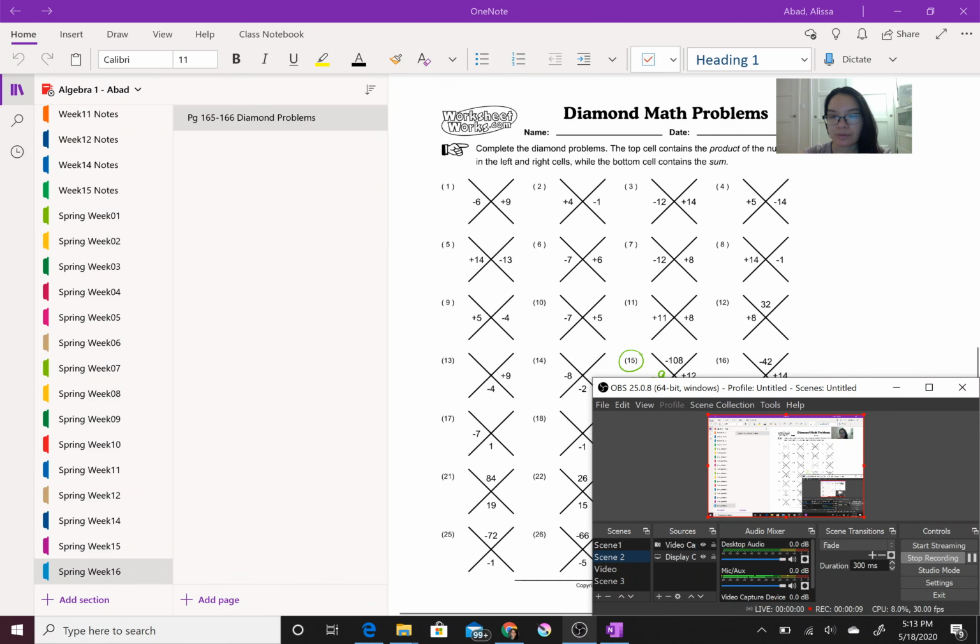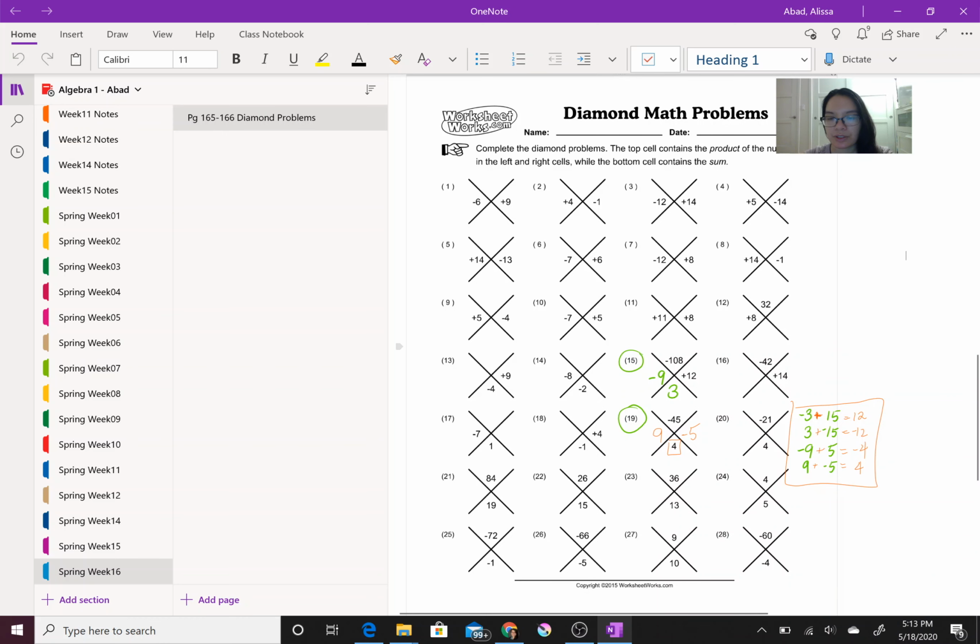Hello, this video is going to go over factoring trinomials, and I want to show you that we've been doing something like that a couple weeks back with these diamond problems. Just to refresh your memory, these diamond problems all follow the same rule, where the top cell is the product of the numbers on the left and the right, and the bottom cell is the sum of those two numbers.